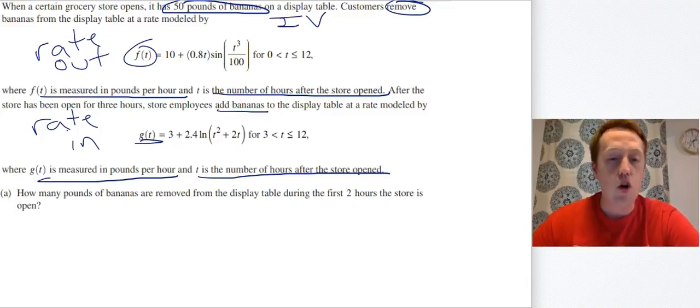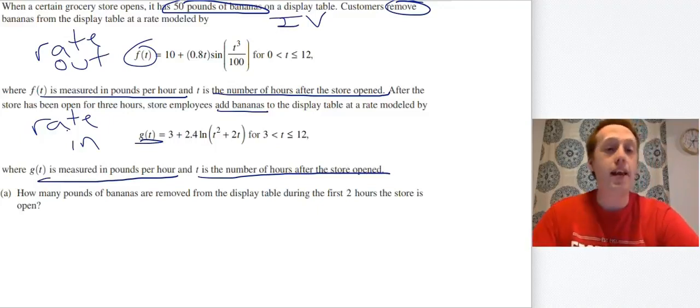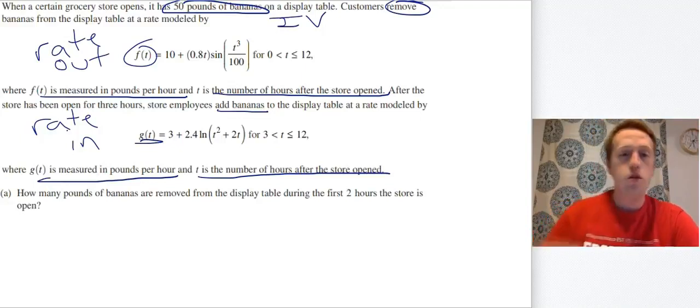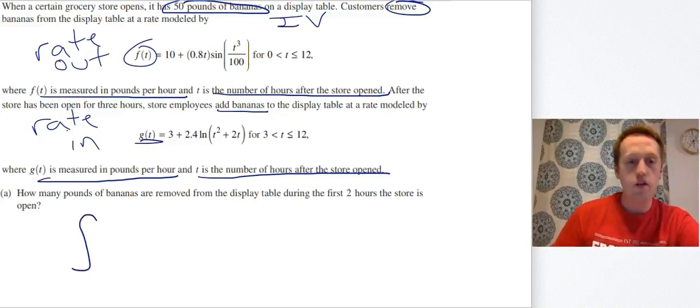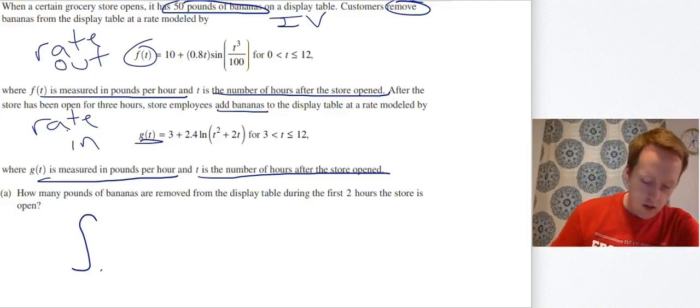How many pounds of bananas are removed from the display table during the first 2 hours the store is open? So I want to know how many pounds of bananas. So I want an amount, I want a number of bananas. So that means I'm going to do an integral. So I have a rate function. To go from a rate to an amount, I do an integral. It says during the first 2 hours, so that's concluded that my bounds are going to be 0 to 2, and I'm integrating f of t.